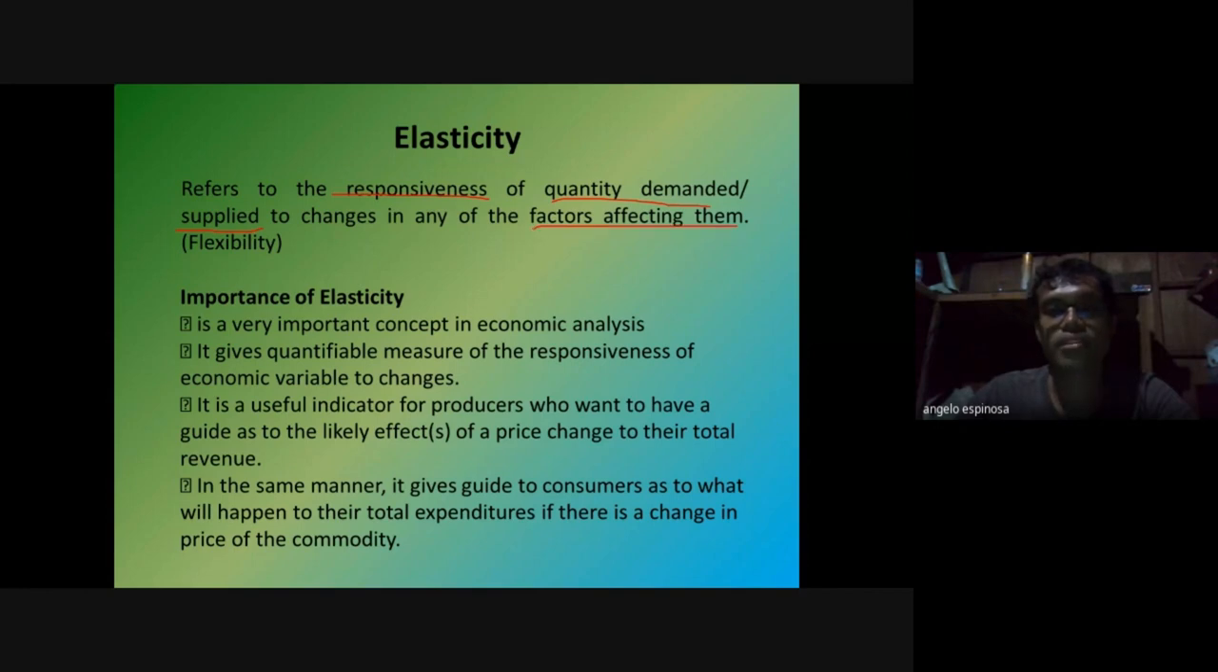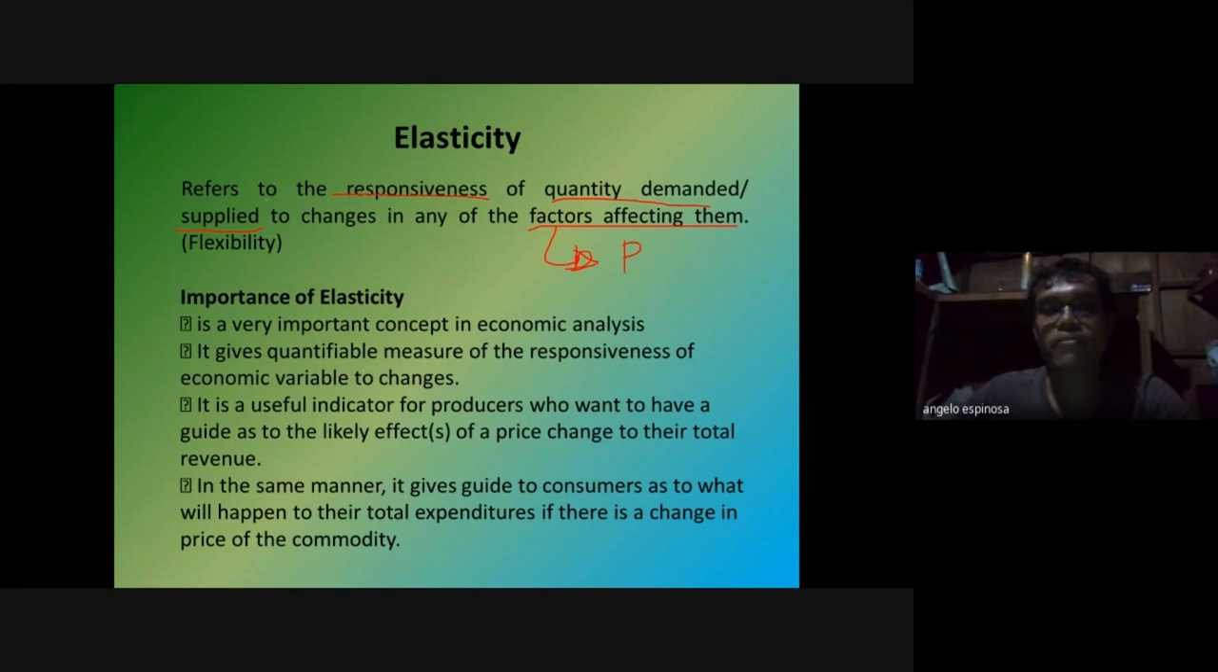Okay? So, what factors are affecting them? Especially that affected the elasticity or the curve of the quantity demanded and supplied is the price. Ito talaga yung dahilan kung bakit nagkakaroon ng changes in the curve of the supply and demand. So that is what we call elasticity, in any factors affecting them.